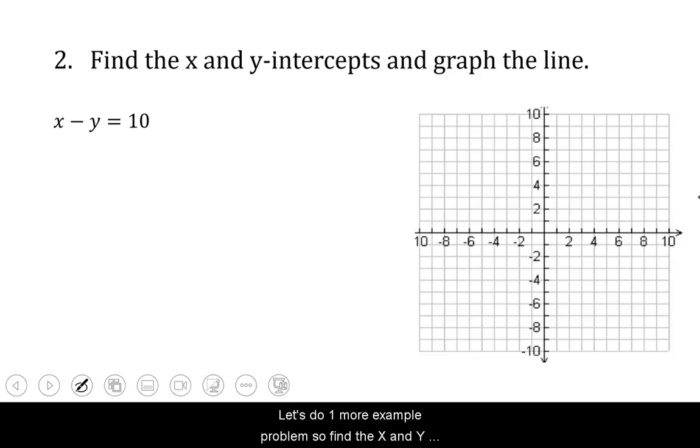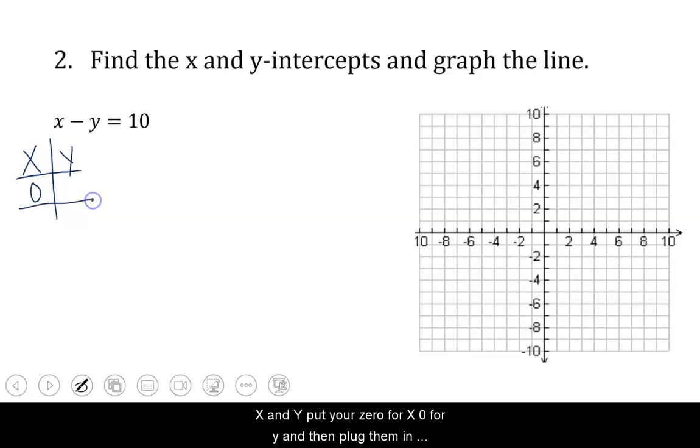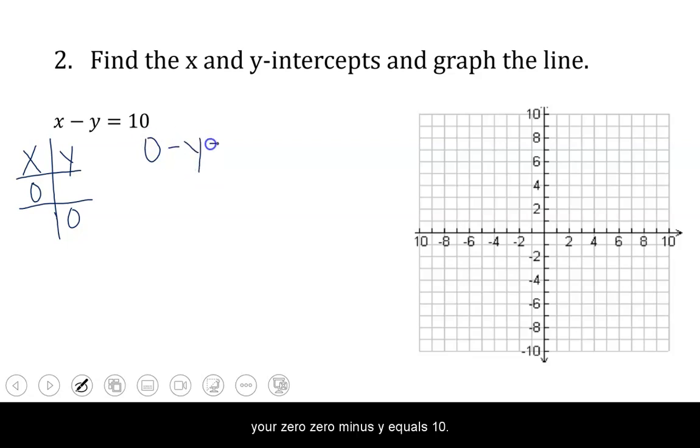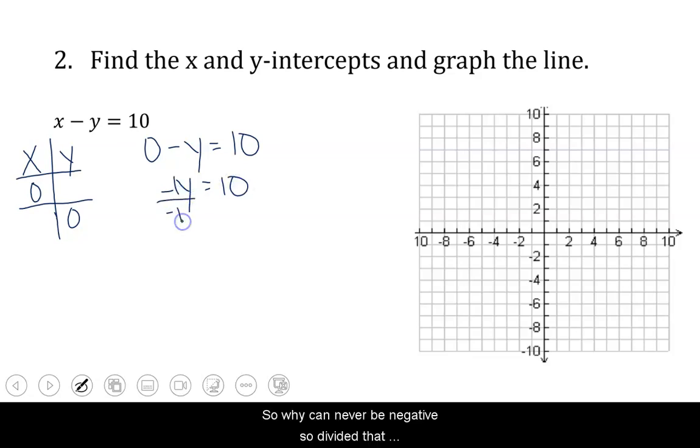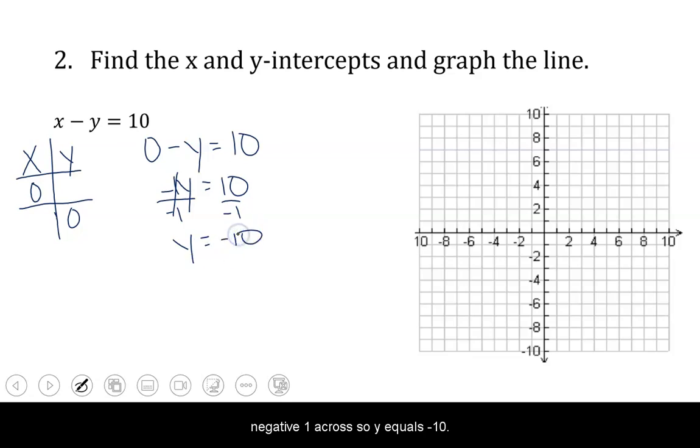Let's do one more example problem. Find the x and y intercepts and then graph. So make your table, x and y, put your 0 for x, 0 for y, and then plug them in and solve. So use the equation. Instead of x, put your 0. 0 minus y equals 10. Bring down that negative y. So y can never be negative, so divide that negative 1 across. So y equals negative 10.